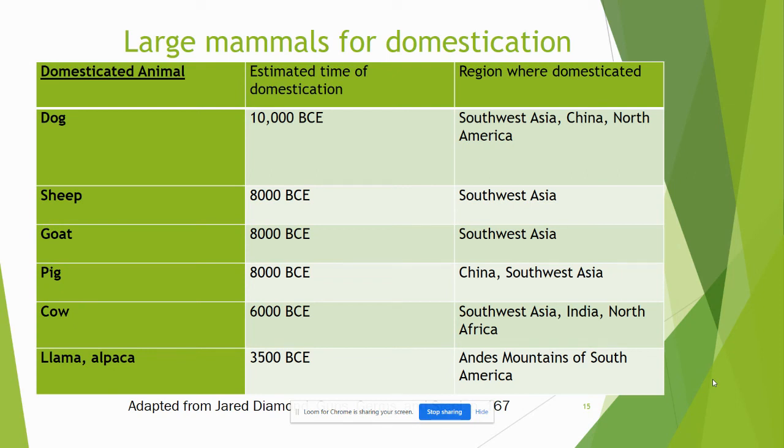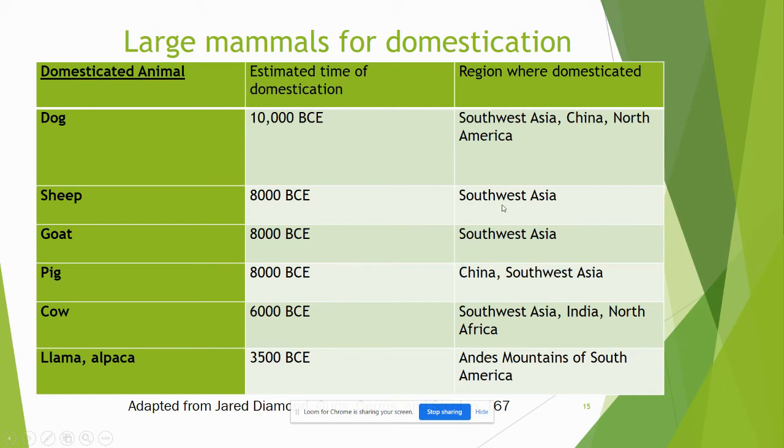The last component of having geographic luck is the ability to domesticate animals or train them for helping humans. We talked about the domestication of the dog around 10,000 BCE. This occurred both in Southwest Asia, China, and North America. And then you'll see as we begin farming and enter the Neolithic period after the agricultural revolution, we see the domestication of sheep, goats, and pigs around 8,000 BCE in Southwest Asia and China.